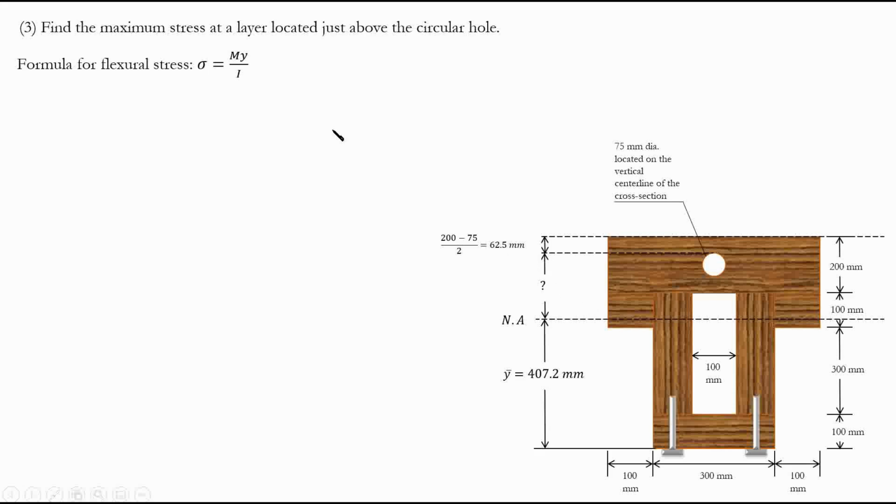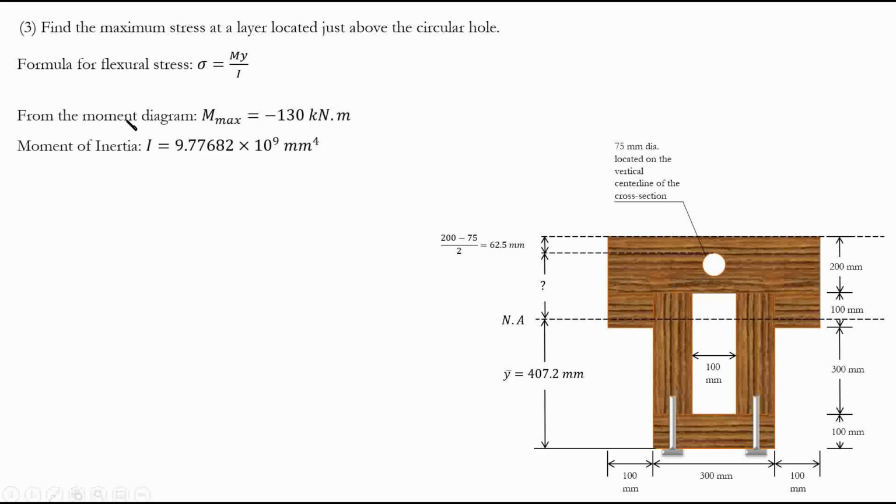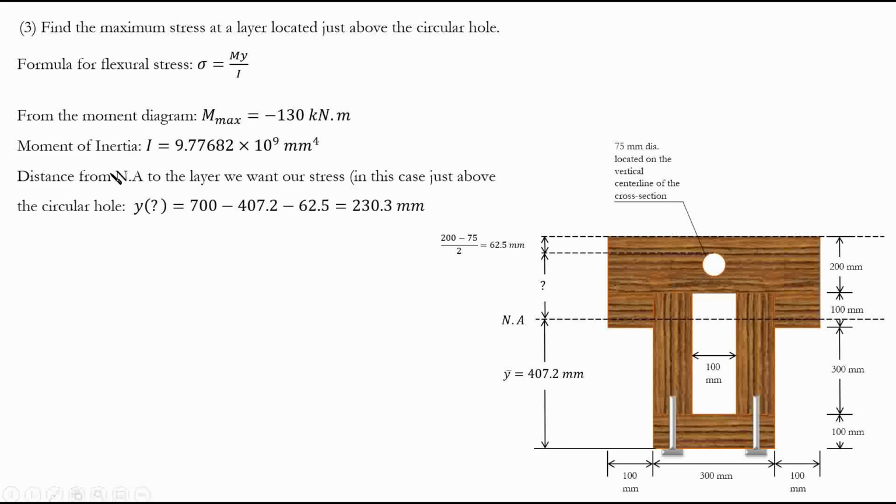So here, we have this formula. How do we find it? We have this from the diagram. The maximum moment we saw was 130. And the moment of inertia, we found before. The only thing we don't know is y. What is y? y is the distance from the neutral axis, always. It doesn't matter what we're dealing with. So y is the distance from the neutral axis to whichever layer we're considering to calculate our stress at.